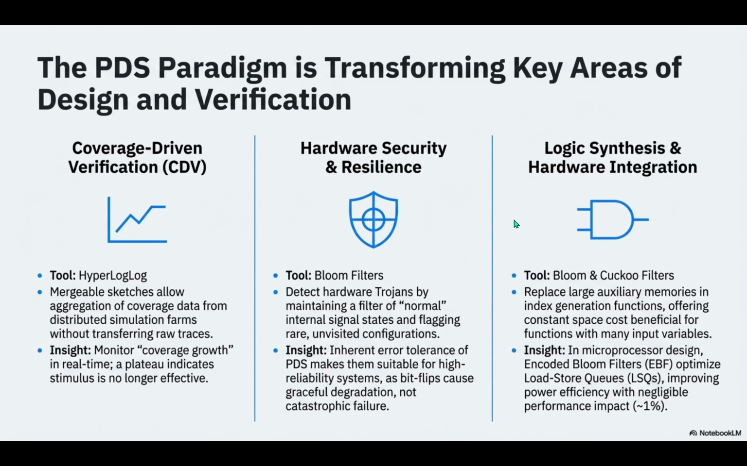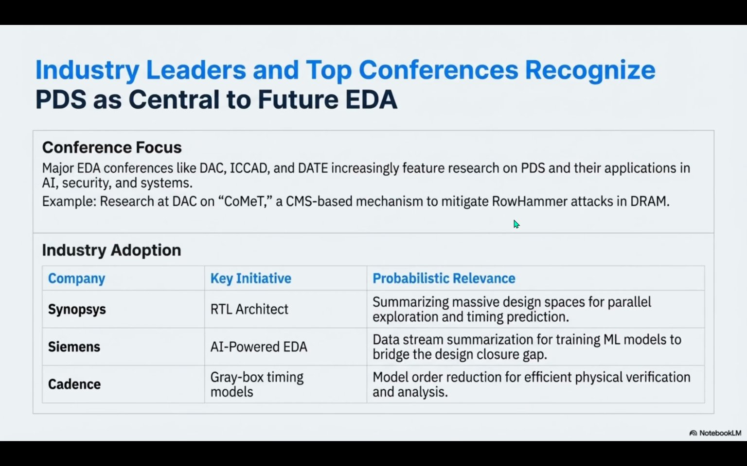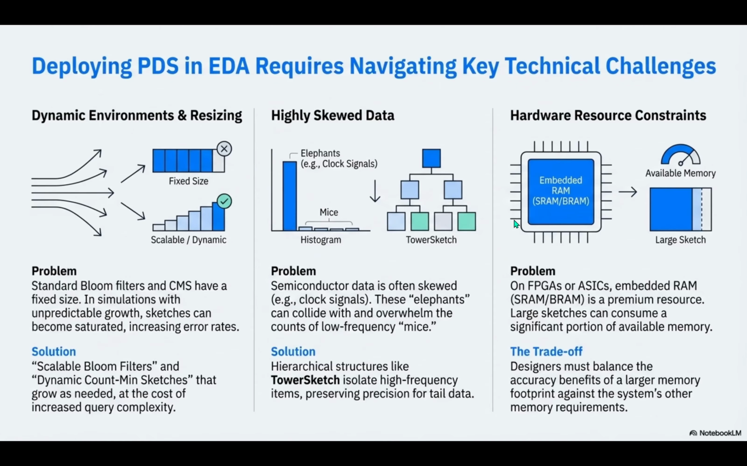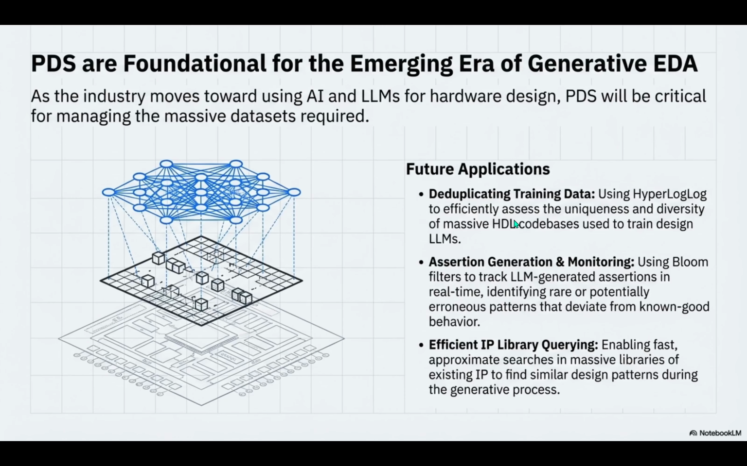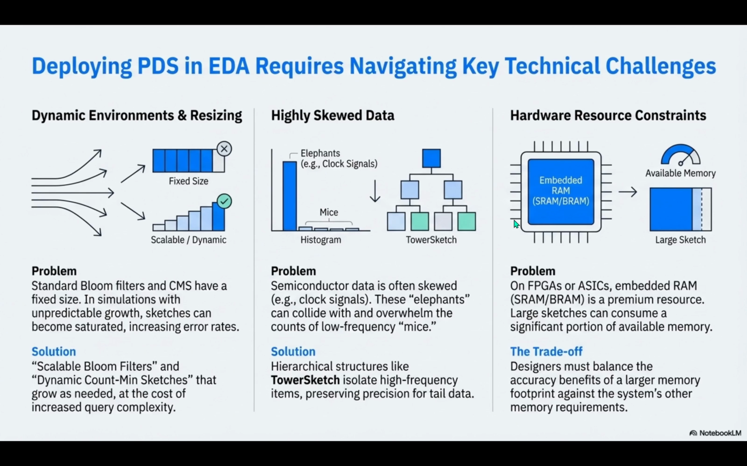What are the roadblocks then? What's stopping this from being everywhere? The main challenge is dynamic sizing. Standard PDS are fixed size. If your simulation is unpredictable, the sketch can saturate and your results get inaccurate. There are scalable versions, but they add complexity. And resources. And resources, absolutely. On an FPGA, a high accuracy sketch can eat up 60, 70, even 80% of your scarce on-chip RAM. So designers are in this constant agonizing fight, balancing accuracy versus what's actually available.